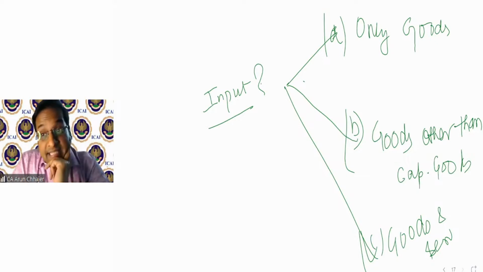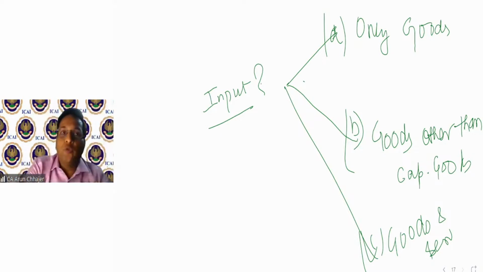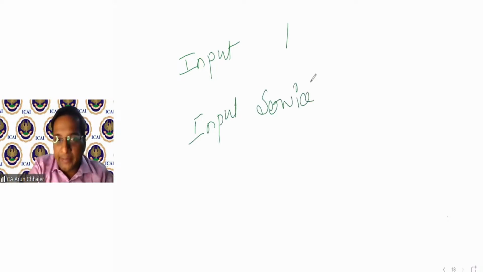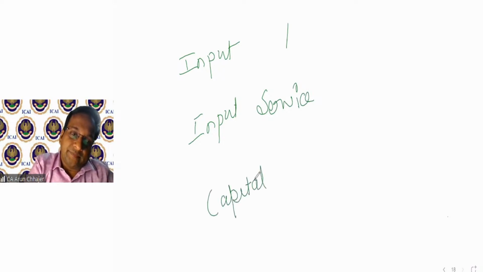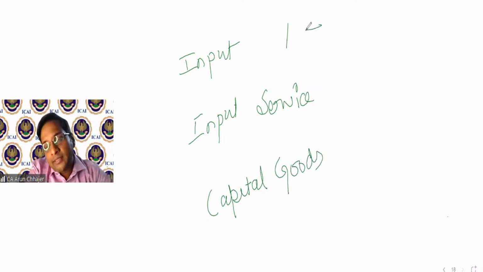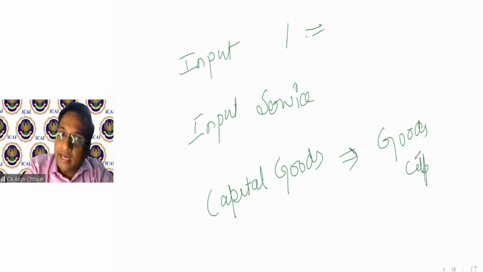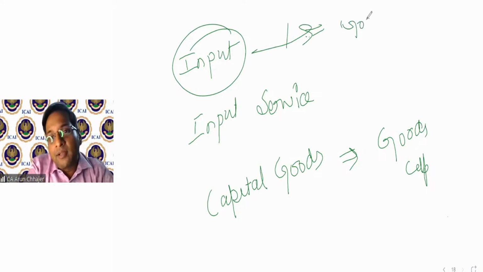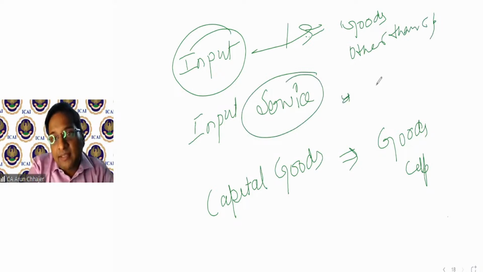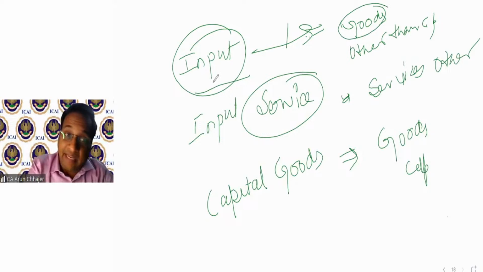A, B, C, D. What is the correct option? Try to understand. There are three terms which have been defined in the GST. One is input, one is input service, and one is capital goods. These are the three terms which you should remember. The word capital goods means goods which have been capitalized in the books. And what is the definition of input? Input means goods other than capital goods. And input services means any services but other than goods. Clear? Input means only goods, but that will also not include capital goods.